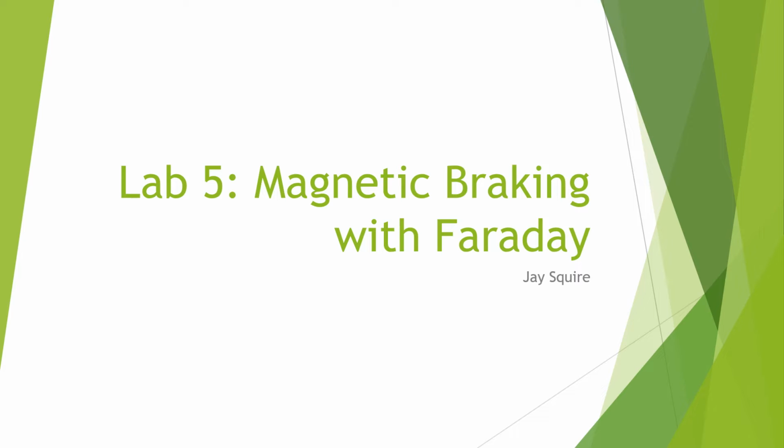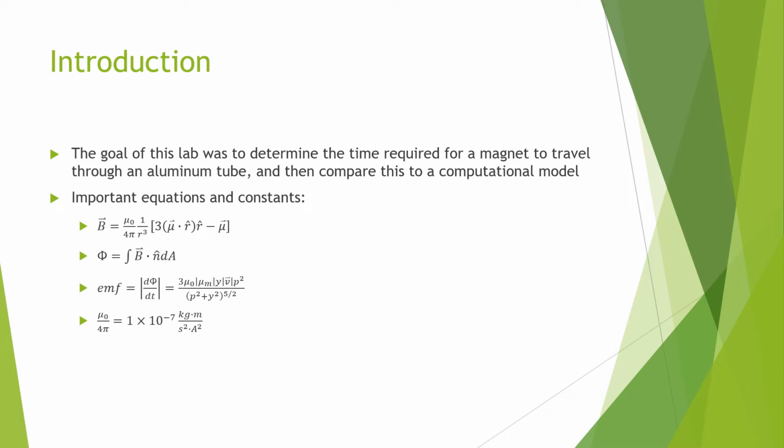Hello, in this video I will discuss Lab 5, Magnetic Braking with Faraday, in which we examine how a magnet falls through a metal tube. The objective of this lab was to determine the time required for a magnet to travel through an aluminum tube, using both an experimental method and a computational model.